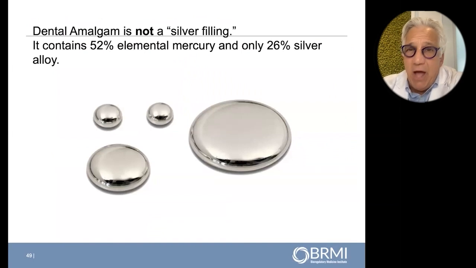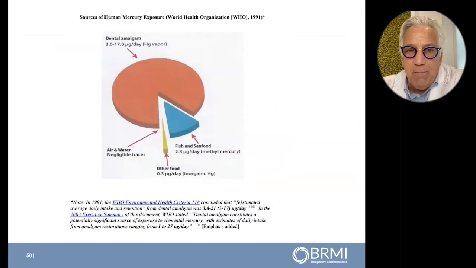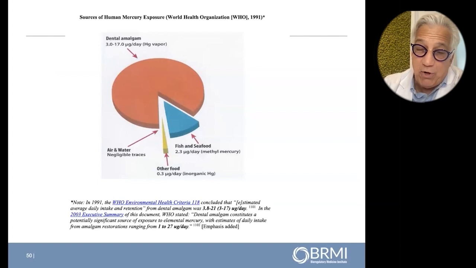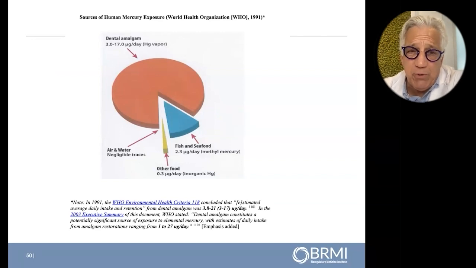So it's not a silver filling. That's a fraudulent misrepresentation because it's only 26% silver. It's 52% mercury. And the amount of mercury from dental amalgam is that red part of the pie. If your mercury is high in your blood, by the way, you're really loaded with mercury. And if your doctor says, oh, don't eat tuna or swordfish and all that, well, fish and seafood is that blue segment.